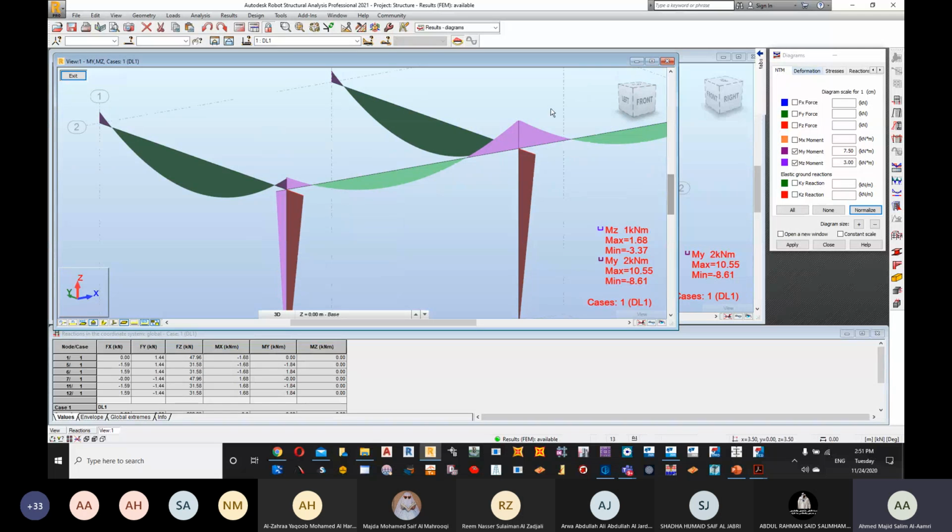What about this column now? Do we have one moment or two moments? This column, one moment or two moments? This column, only one. So we have two here, we have one here. Okay, one here, and then we have two.